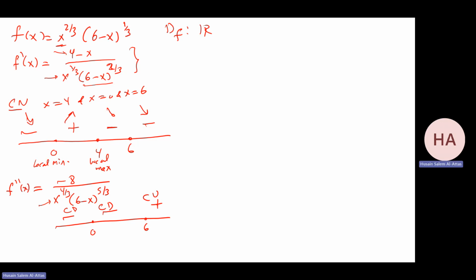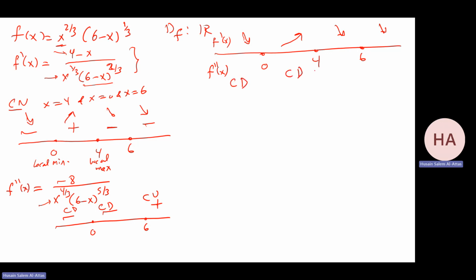Let me put all of these things in one graph: 0, 4, 6. I think it will make our calculation easier. What you will get: I have f prime here and f double prime here. It will be decreasing, then increasing, decreasing, decreasing. For concavity, concave down, concave down, concave down, and this is concave up.